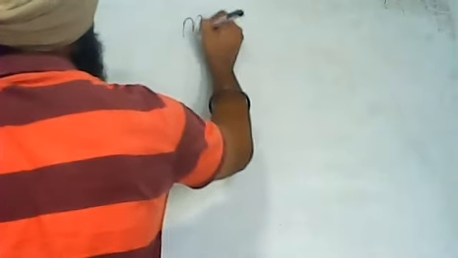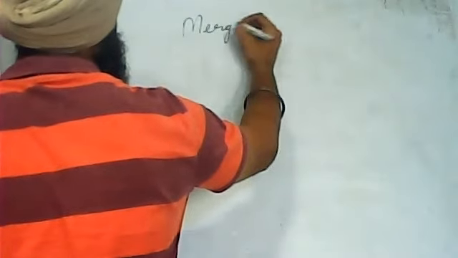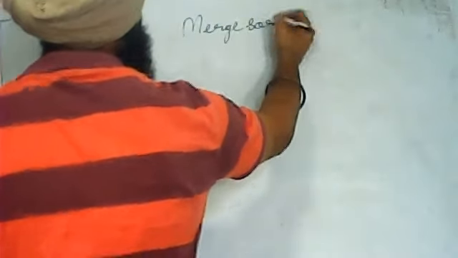We are going to learn about a new sorting technique called merge sort. Merge sort is based on the divide and conquer policy. What is the divide and conquer policy? That we will discuss while discussing this algorithm.